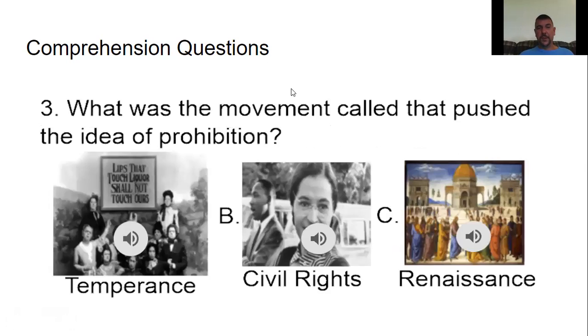That's what started Prohibition. Number 3, what was the movement called that pushed the idea of Prohibition? Was it A, the temperance movement, B, the civil rights movement, or C, the Renaissance? It was A, the temperance movement. These ladies here did not believe that alcohol should be allowed. They felt it morally corrupted people. It destroyed families, and they were pushing for it about the time Woodrow Wilson had started rationing grain for World War One. So they gained momentum and then they ratified it. So the temperance movement's what it's called. Ding, ding, ding. We have a winner.